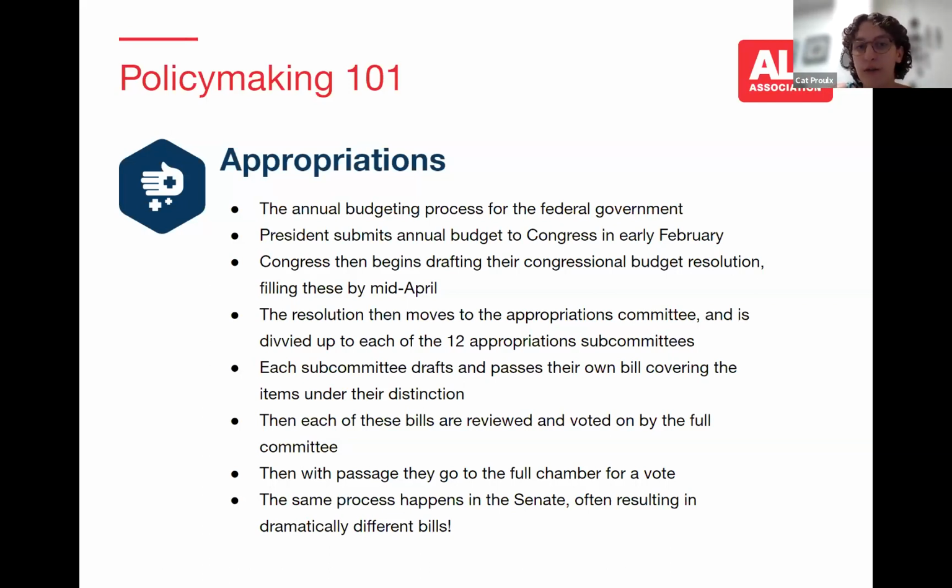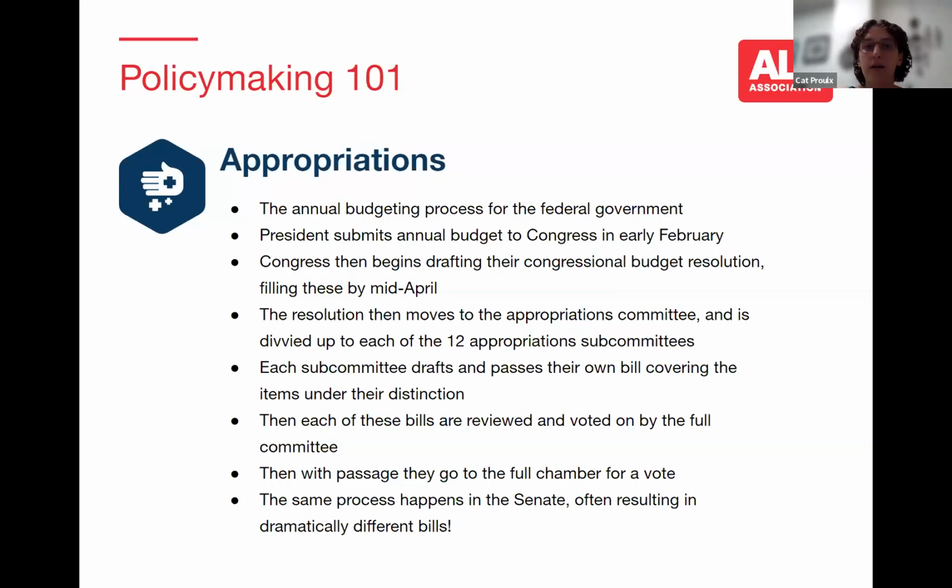So the congressional budget resolution sets the total level of discretionary funding for the next fiscal year, or what is called 302A allocations, and they're supposed to be filed by April 15th. Of course, I'm sure you can guess that that also doesn't always happen exactly on time either.